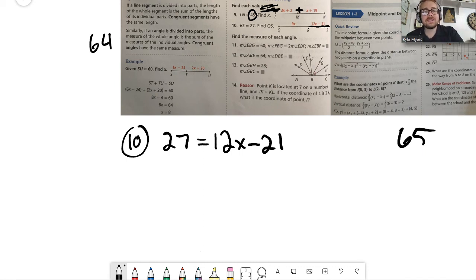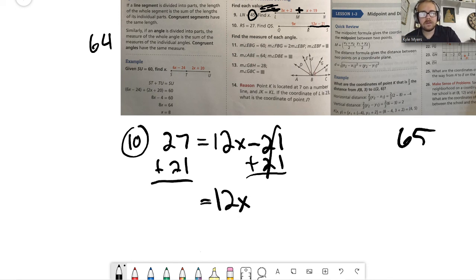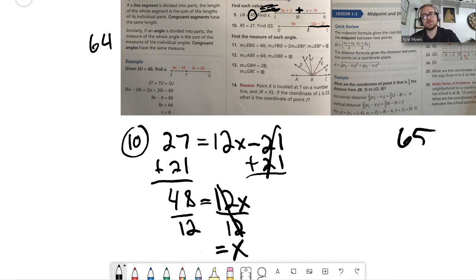And then we can solve by doing math. So add 21. 12x equals 48. And then I divide by 12. Divide by 12. And then x equals 48 divided by 12. That is a solid 4. So x is 4. Are we done?